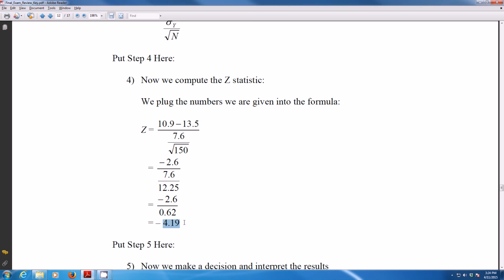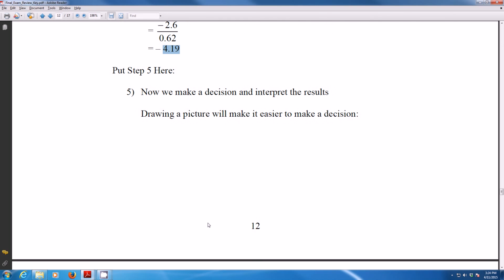Now, how likely is that? Well, what we could do is look this value up in the table, and figure out the probability of getting this actual result. In other words, we can calculate something called the p-value. But first, let's take a look at our rejection region.